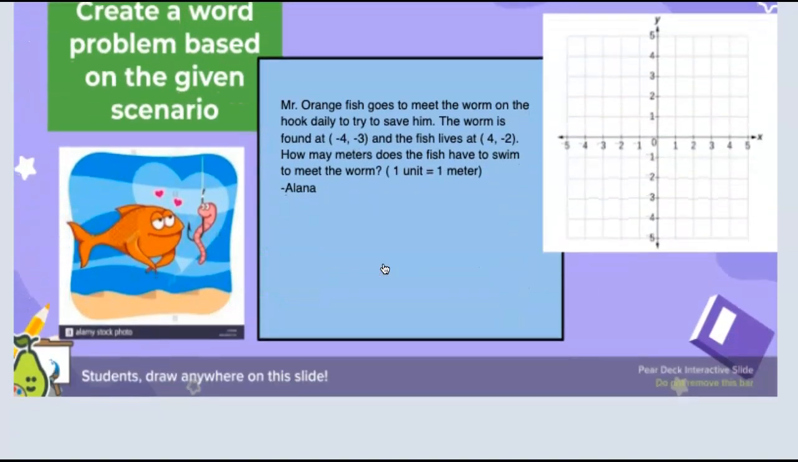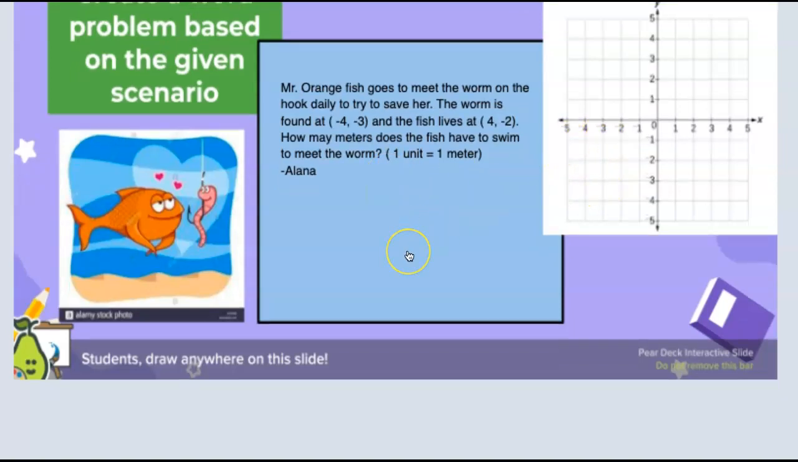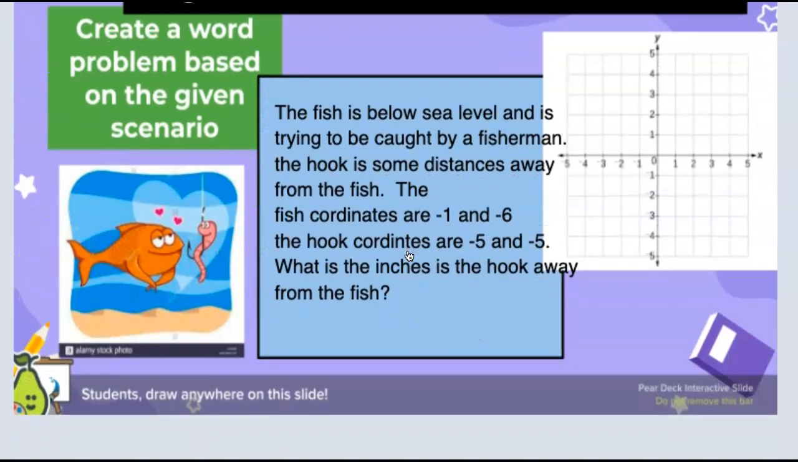Next. So Mr. Orange Fish goes to meet the worm on the hook daily to try to save him. Really? That is so funny. The worm is found at (-4, -3), and the fish is at (-4, -2). How many meters does the fish have to swim to meet the worm? One unit is 1 meter, or one block is 1 meter. That's a good one. One more problem to read.